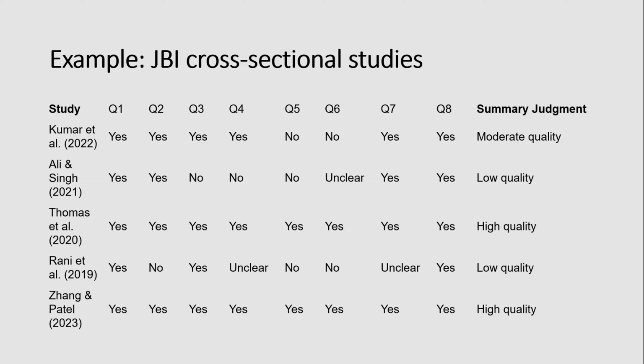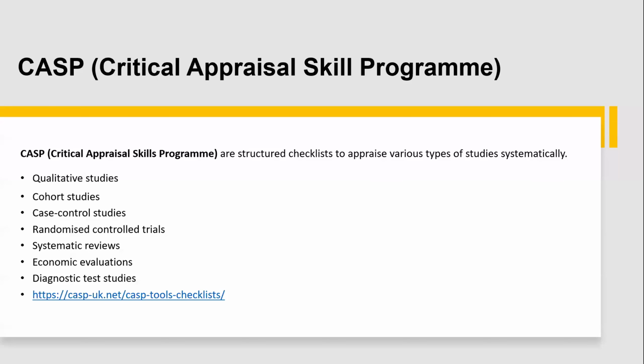Each yes you have to take as a score, of how many yes, and you will say out of 8 how much you got. So in Kumar et al, you can see 6 are yes. So out of 8, the score is 6. So 6 by 8, we say that it is a moderate quality. So you have to do it for the other studies also.